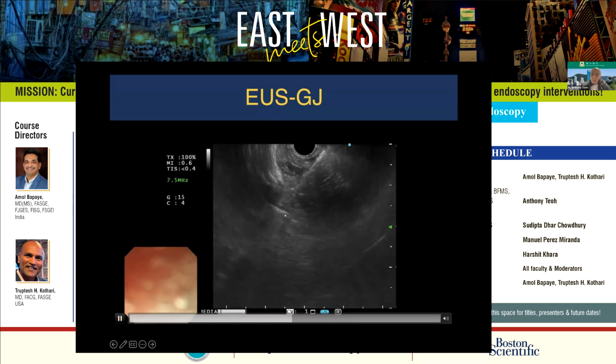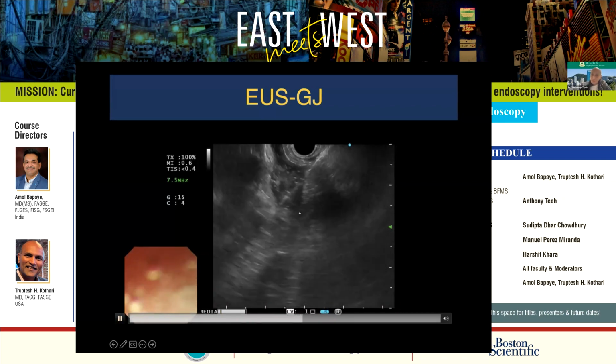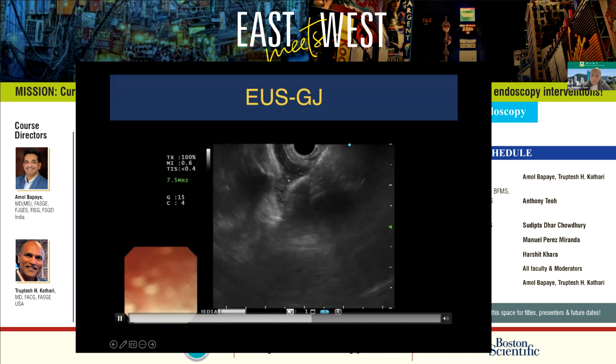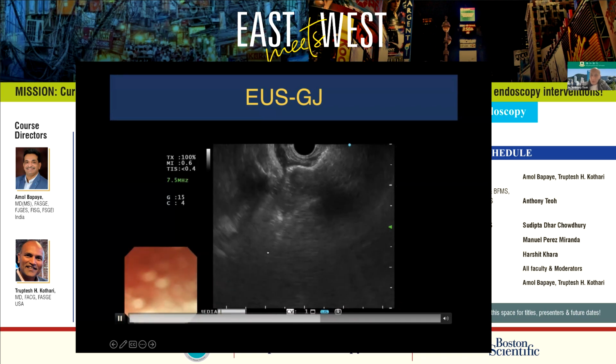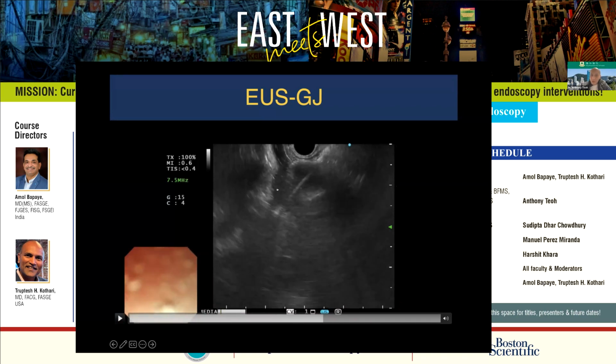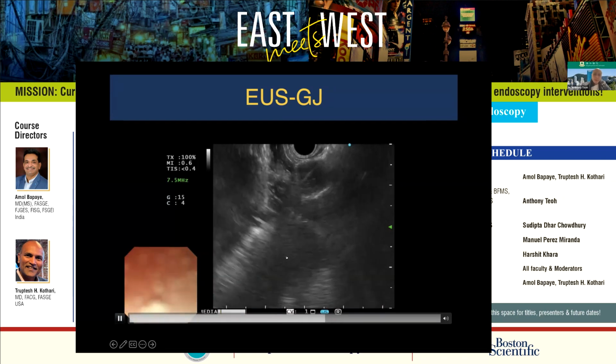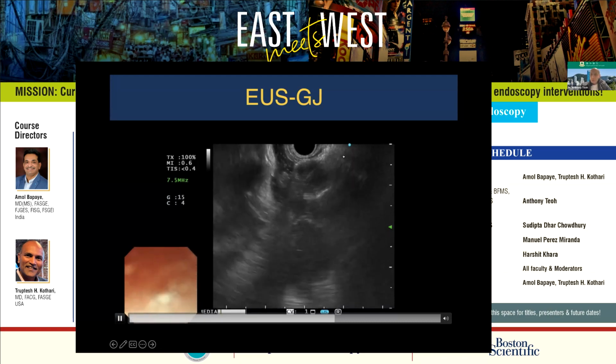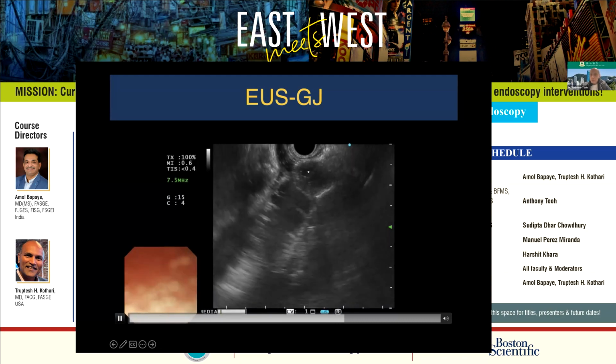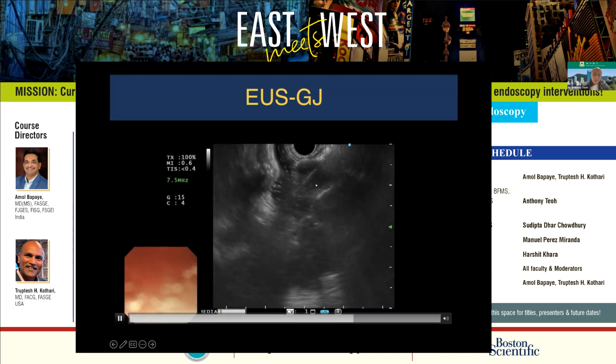And this is what happens if you have this misdeployment. So you see some leakage of fluid. I deployed the distal flange, but I'm pretty certain I'm not inside the small bowel. So at this juncture, I decided to pull out the entire system.